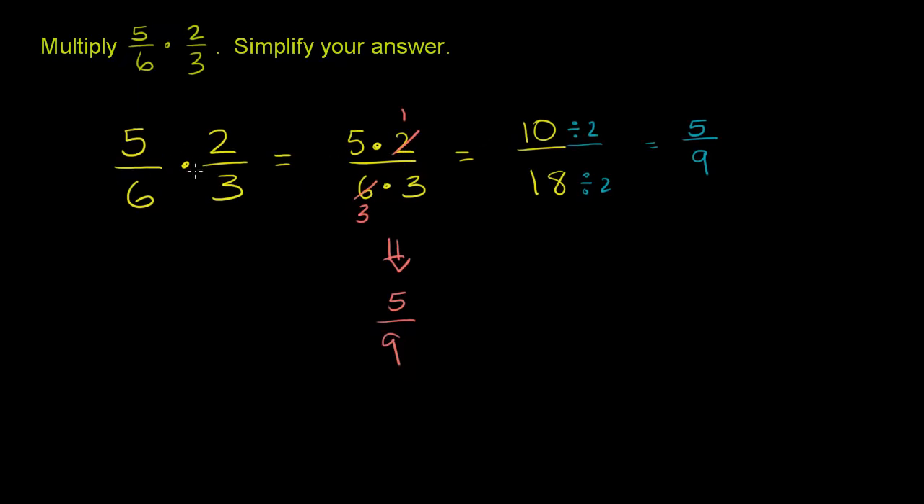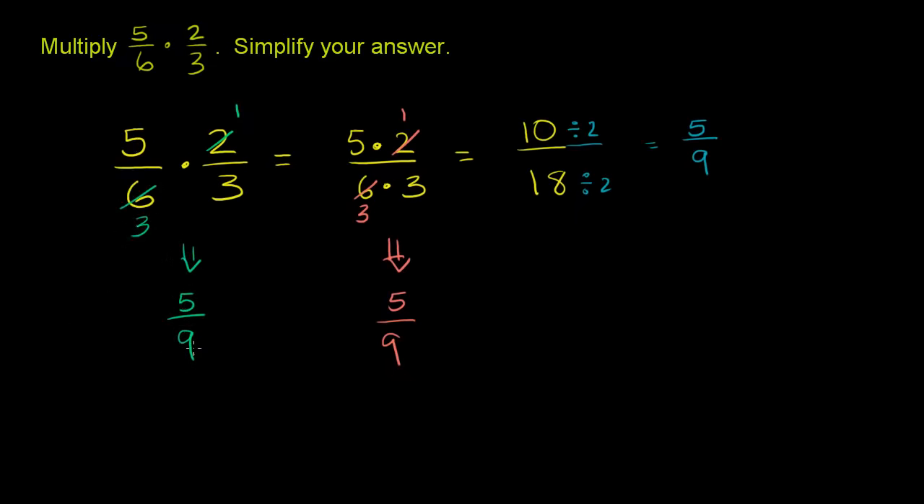You could actually do it right here. So if you did it right over here, you'd say, well, look, 6 times 3 is eventually going to be the denominator, 5 times 2 is eventually going to be the numerator. So let's divide the numerator by 2, so this will become a 1. Let's divide the denominator by 2. This is divisible by 2, so that'll become a 3. And it'll become 5 times 1 is 5, and 3 times 3 is 9.